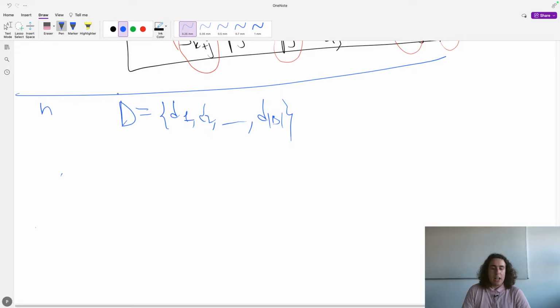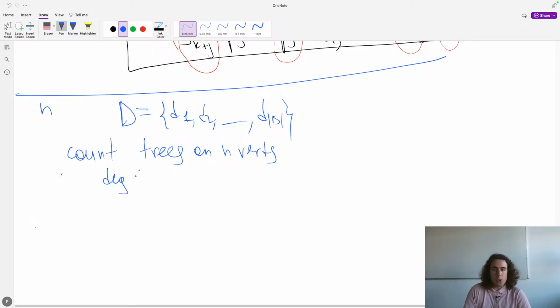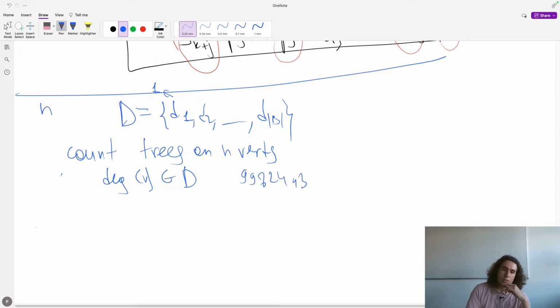And we want to count trees on n vertices such that the degrees of all nodes are taken from the set D. So for all nodes of the tree, their degrees have to be from the set big D. Obviously, number 1 should be in this set, right? Because every tree has a leaf. But other than that, it seems kind of complicated. And obviously, we're counting it modulo 998244353.